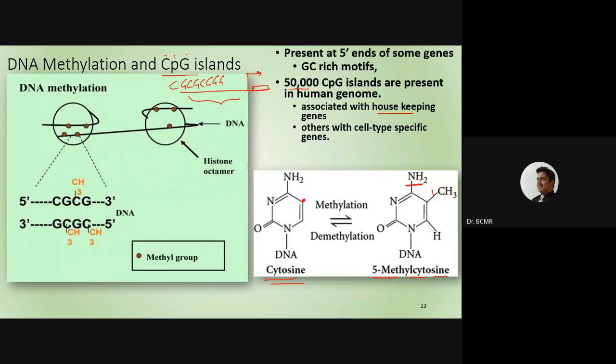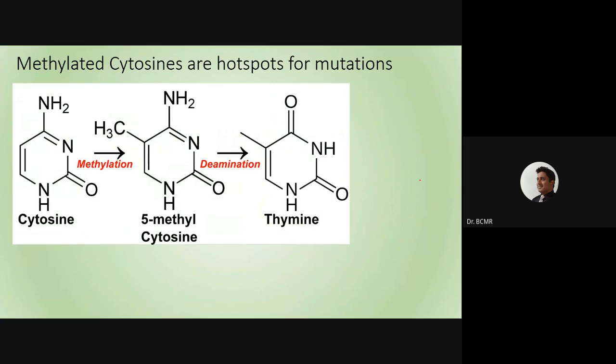CpG islands are more prone to mutations, or they are hotspots for mutations. And why is that? It comes down to this. So cytosine, and we are saying that DNA can get methylated. We will see the consequences of this methylation at a later stage, but we're trying to understand the chemical perspective and the importance of this methylation in terms of mutations.